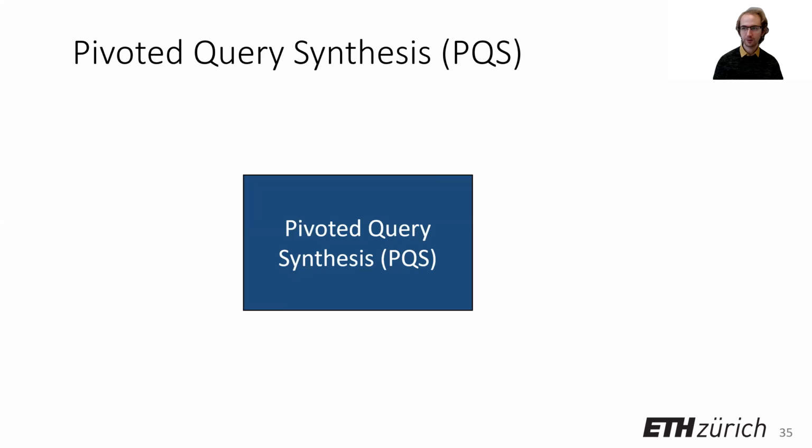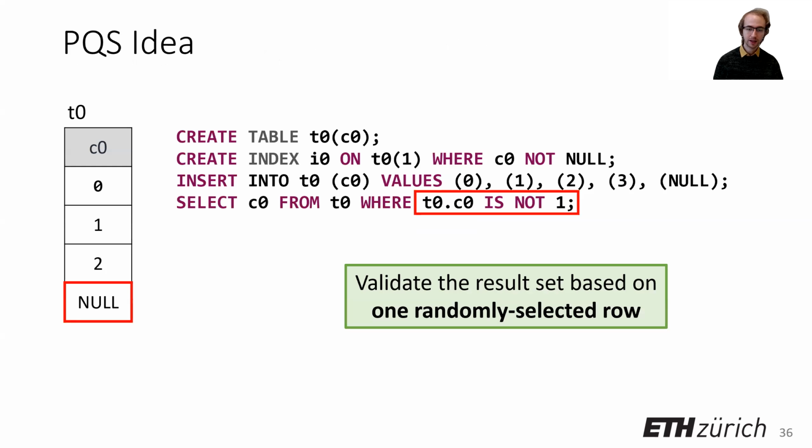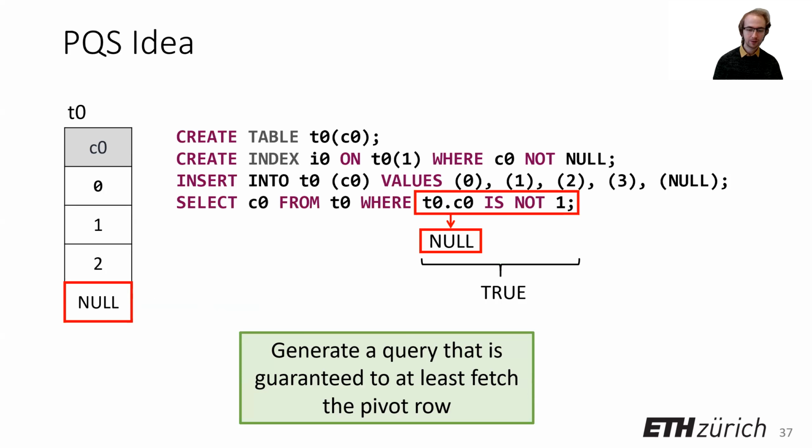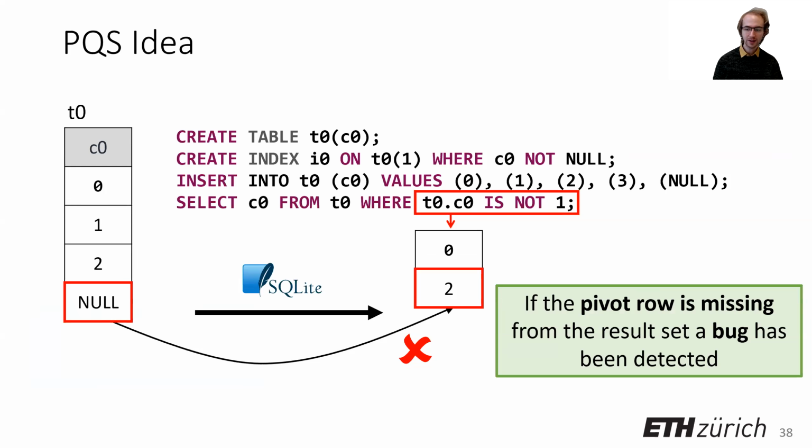So let us start with the first approach, namely PQS, which is also the first approach that we came up with. The idea there was basically to validate the result set based on only one randomly selected row at a time, and we refer to this row as the pivot row. Then the idea is that we generate a query that is guaranteed to at least fetch the pivot row, potentially among other rows in the result set. And as a last step, we check if the pivot row is contained in the result set. If not, a bug has been detected.